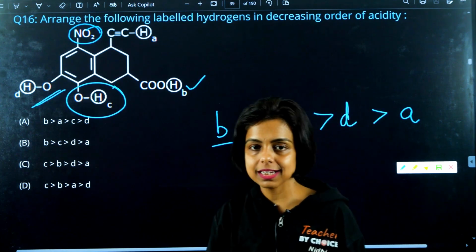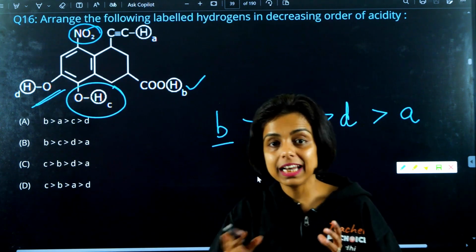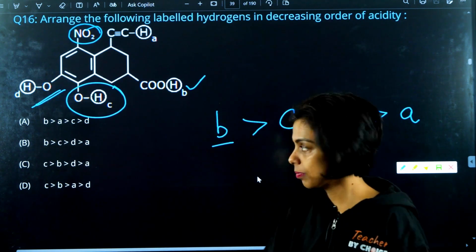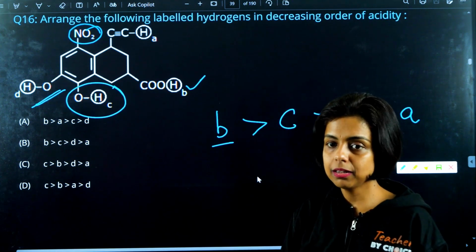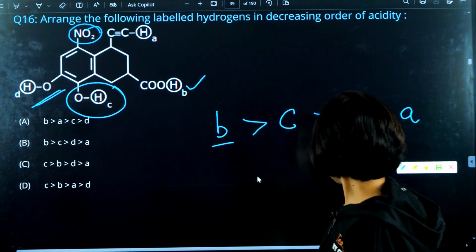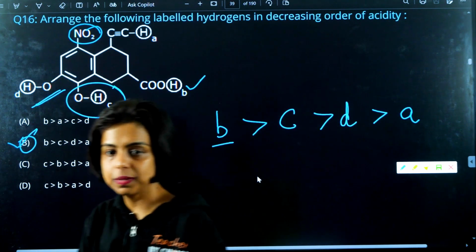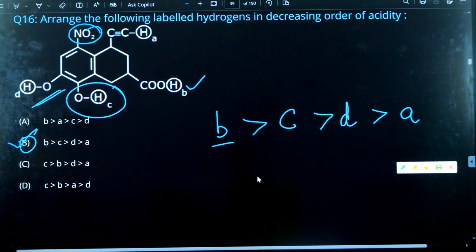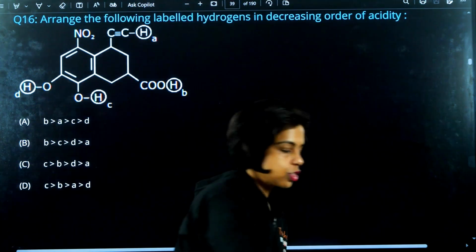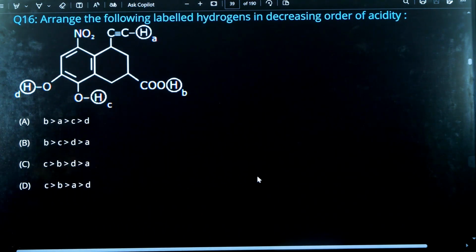Why is C a stronger acid than this D? Because of the electron withdrawing effect of NO2 applying here at the para position, not at the meta position. So B, C, D, A. So we will go with option B here. Got it, guys? So B is the correct option. Please check here. Very important type of questions from GOC, acidic and basic strength.